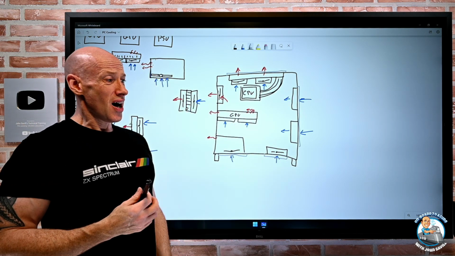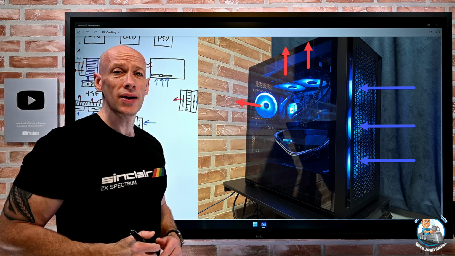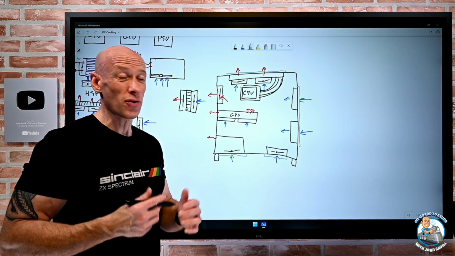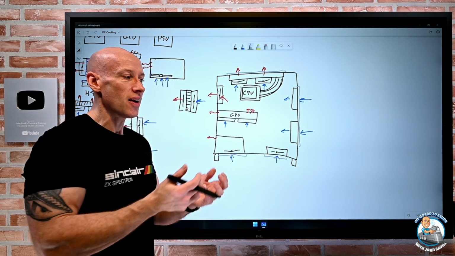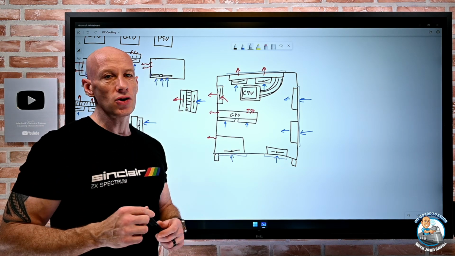My machine, I've got 3 fans at the front, I've got 1 at the back, and I've got 2 going up at the top of it, which is where I've got the AIO. So I've got the AIO, 3 coming in and 3 going out. They're all the same size, running at the same speed, so it should be a neutral pressure.